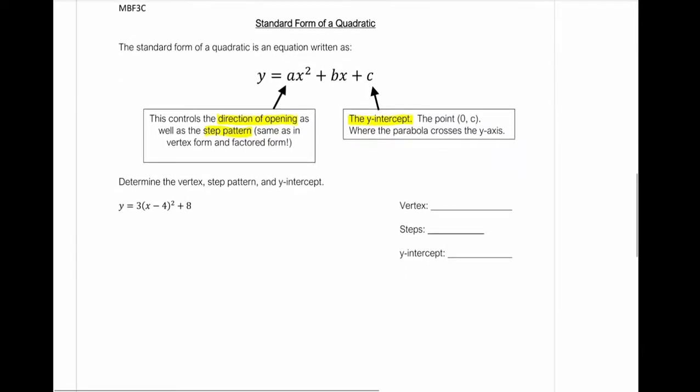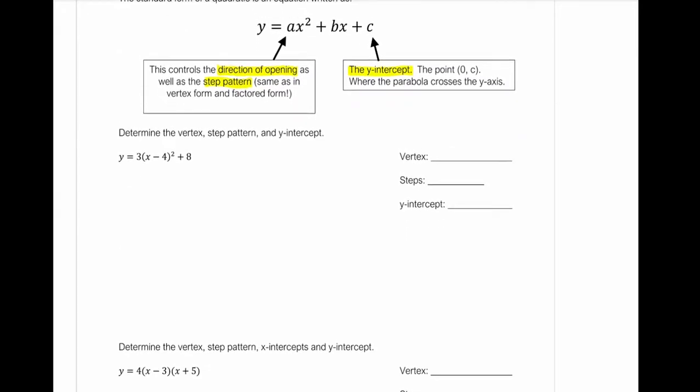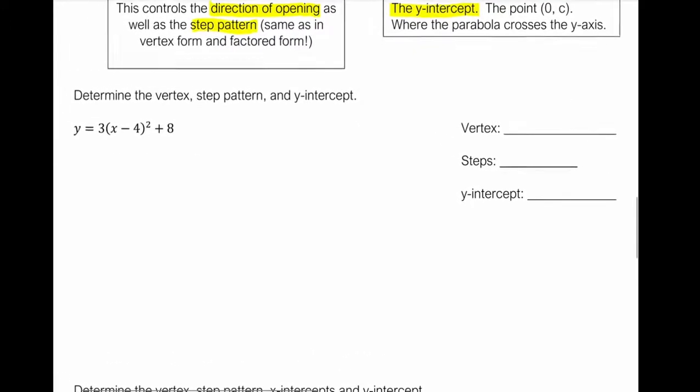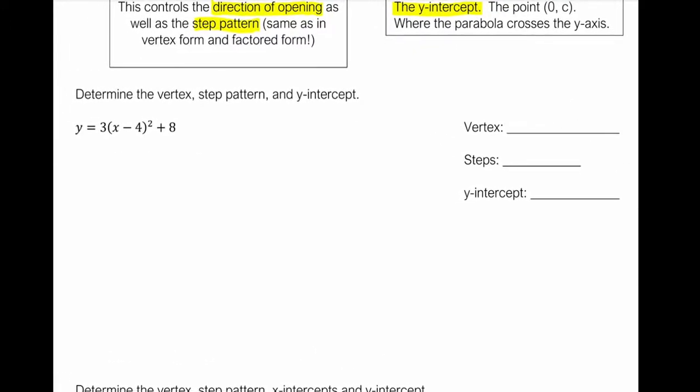So what we want to do in our next two examples is practice again the same thing we did, going from one form to another. In the first example, I'm given the vertex form of a quadratic. I want to know the vertex, the step pattern, and the y-intercept.